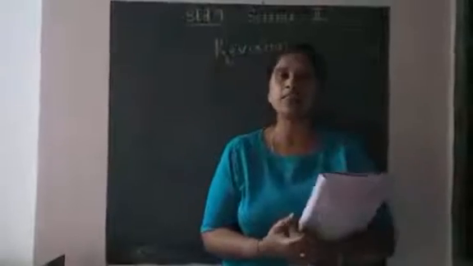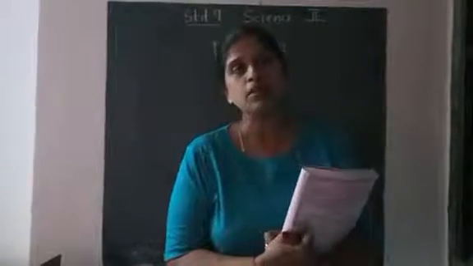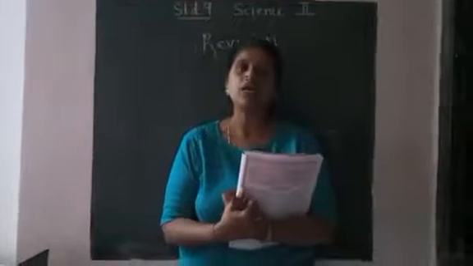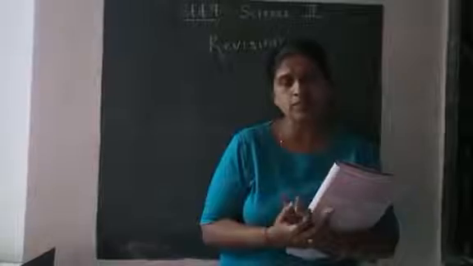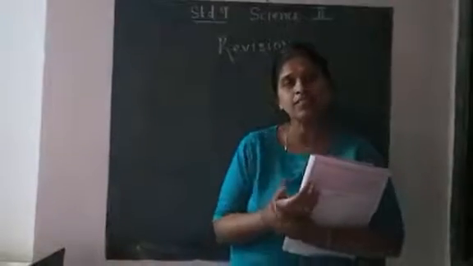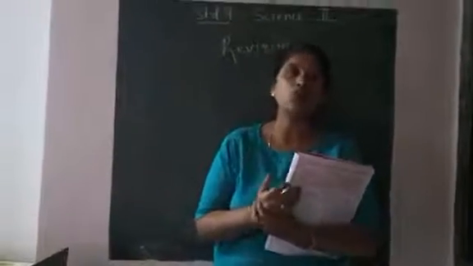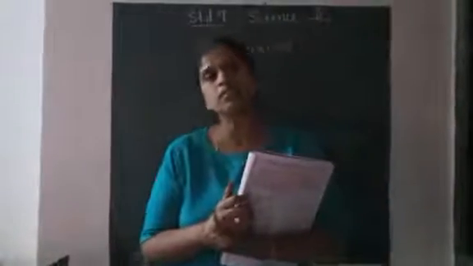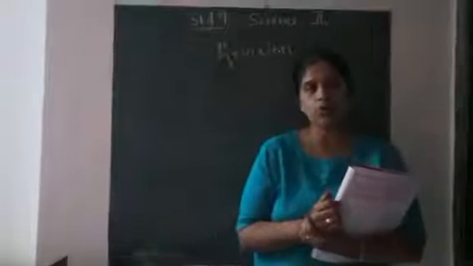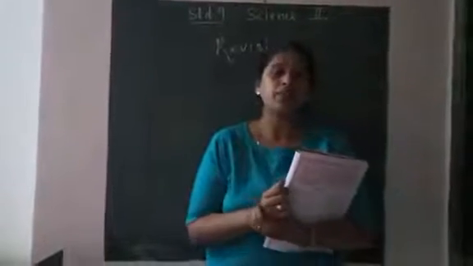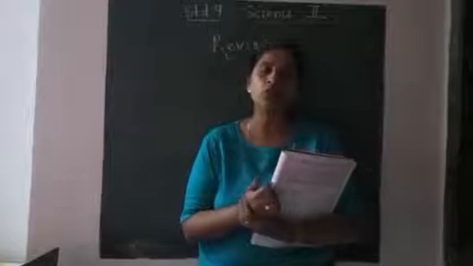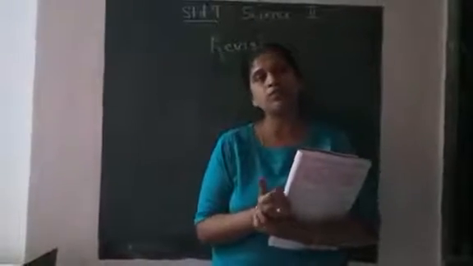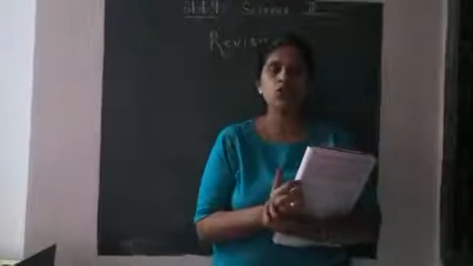In the last class, that is before our vacation, we had done the lesson heredity and variation. As we know, there are two types of crosses there, the monohybrid cross and the dihybrid cross. I will show you how to write it down. In today's revision class, we will do these two important crosses because they are very important from the exam point of view also, as they come for 4 or 5 marks. So that's why we are first going to learn how to do that.